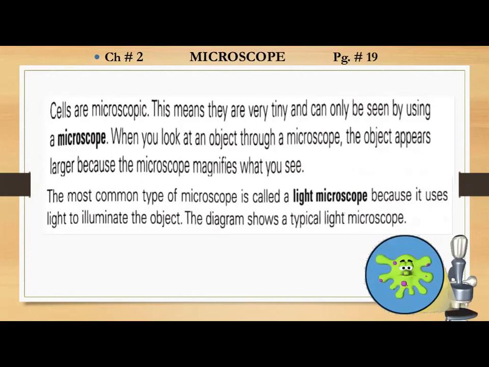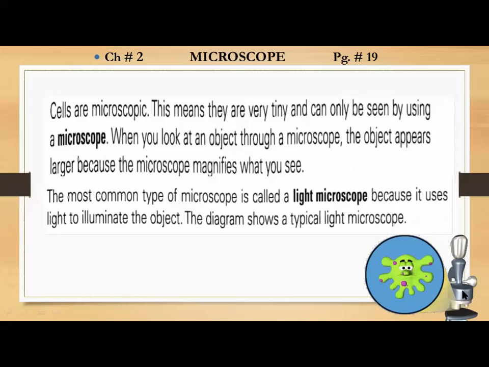When you look at an object through a microscope, you can see here at the bottom of your screen, this is also called a microscope. Okay, the object appears larger because the microscope magnifies what you can see. What is the purpose of the microscope? Microscope magnifies. It can increase the size of the image of the object. Okay, and as a result, we can see them easily through the microscope.